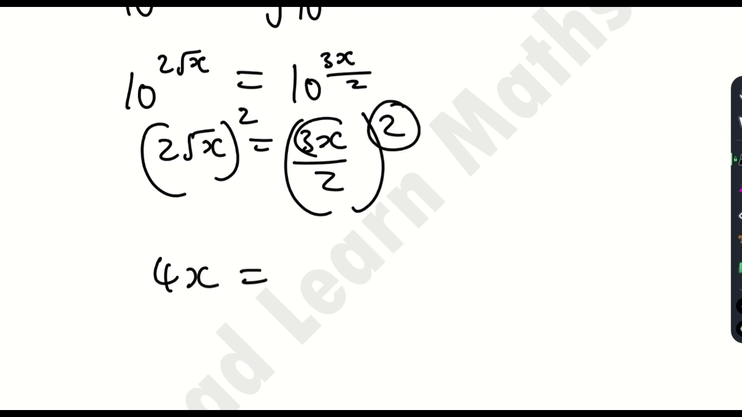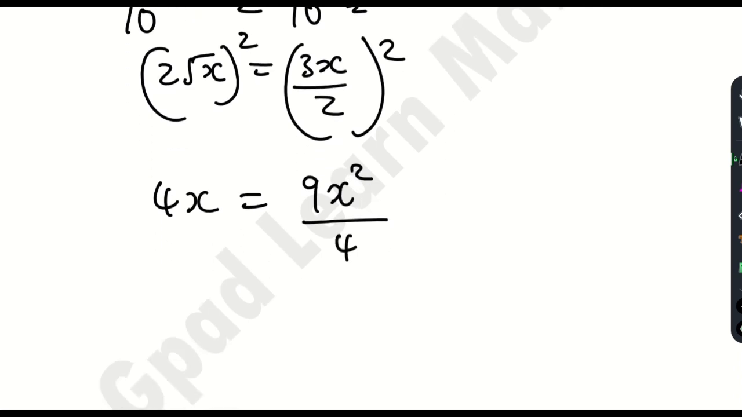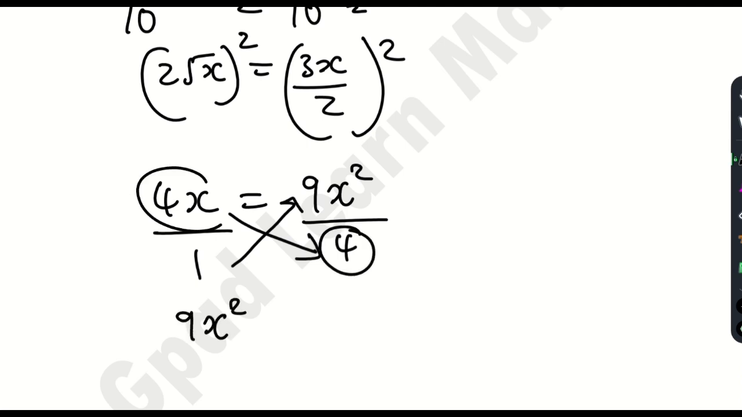Again, 2 gets applied to 3x and 2. So it's going to be what? 9x squared over what? 2 squared is 4. So you have 4 in the denominator. Now we can cross multiply. I'll just write over 1 here and cross multiply. So we are going to have 1 times 9x squared is 9x squared, and 4 times 4x is 16x.